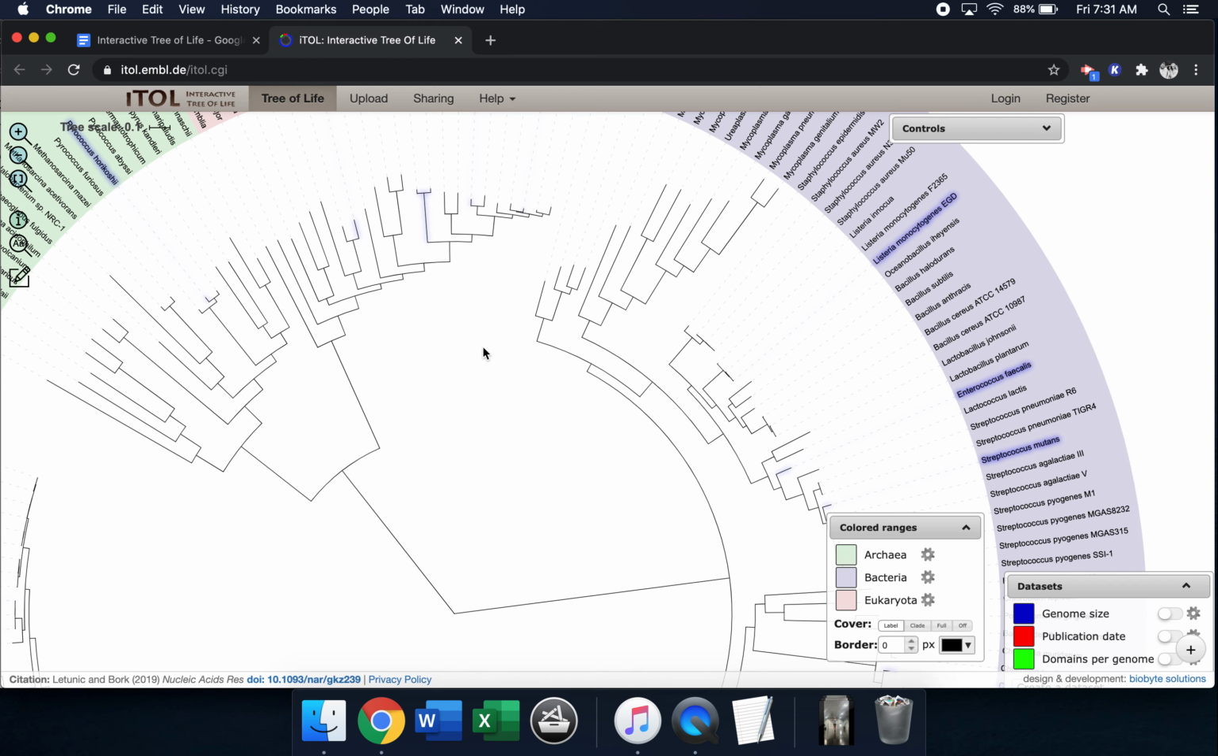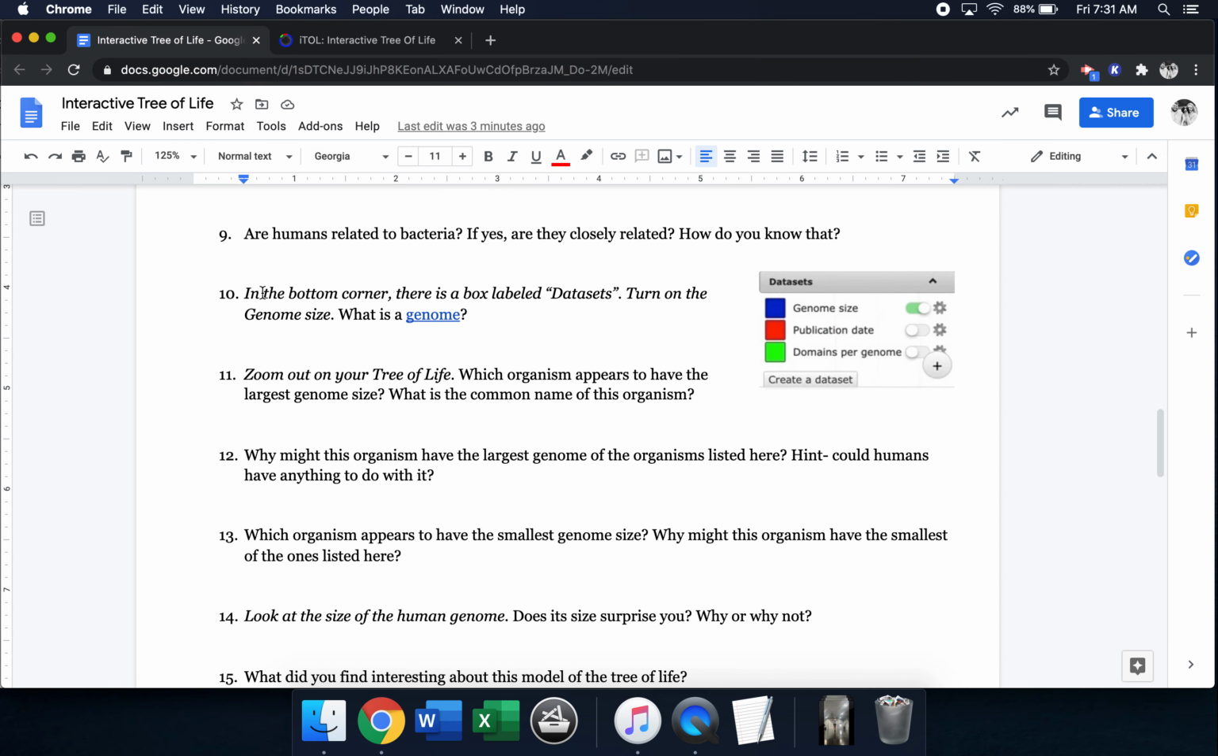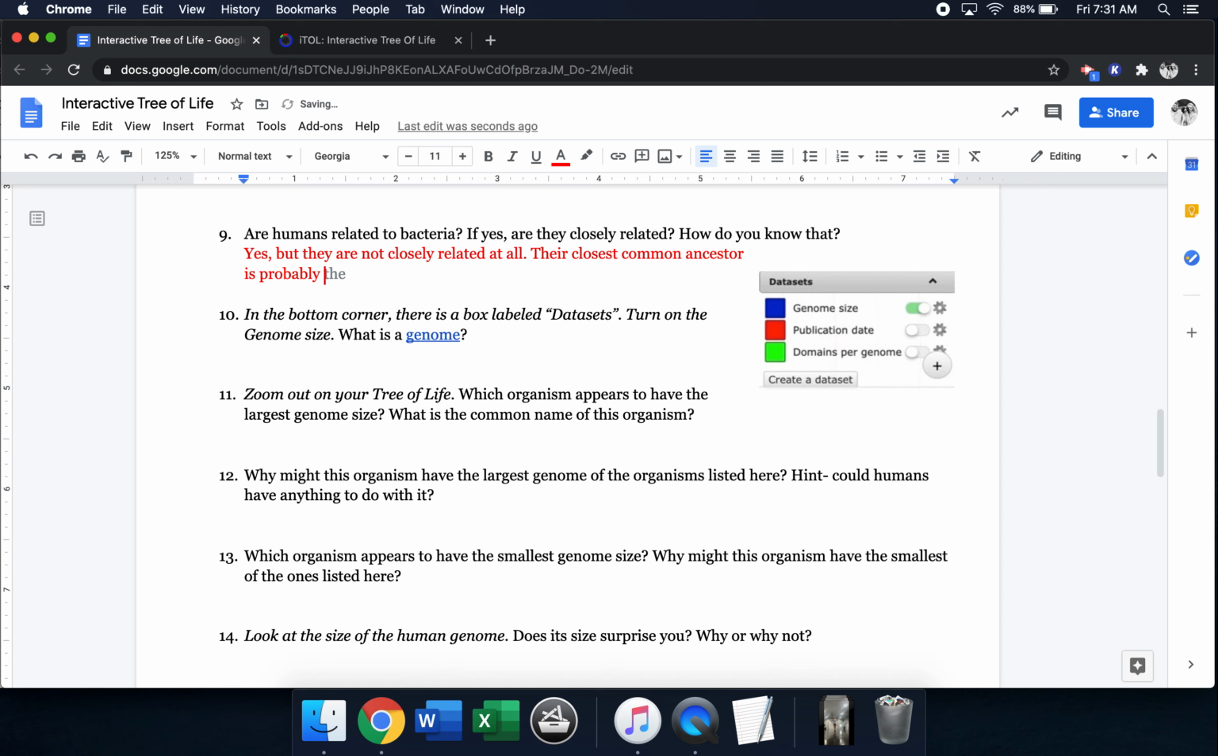So yes, they are related, but the common ancestor is as far back as you can go. So yes, but they are not closely related at all. Their closest common ancestor is probably millions or billions of years ago. You can't get any more distantly related than bacteria.